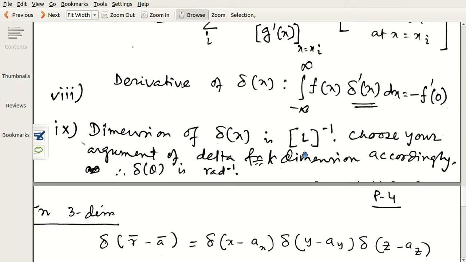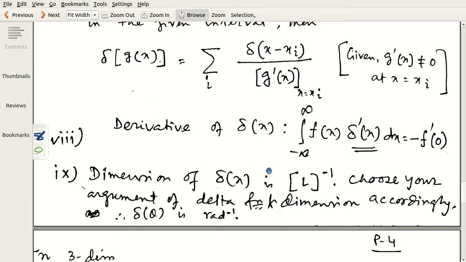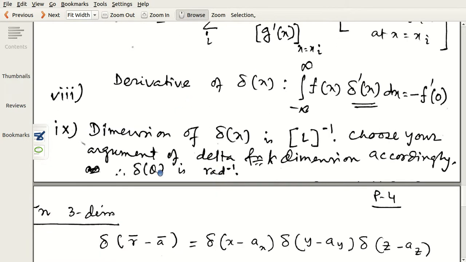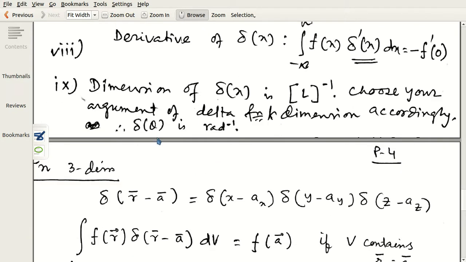Note that the dimension of delta(x) is L inverse, meaning x is length, so it will be 1 by length. But if your argument is different, say g(x), then the dimension will be the inverse dimension of g(x). So if we use theta angle, then it will be 1 by radian. Actually theta has no dimension, so delta(theta) will also have no dimension, but its unit will be written as 1 by radian. If the argument is time, then the delta function will be of 1 by time, that means a frequency.